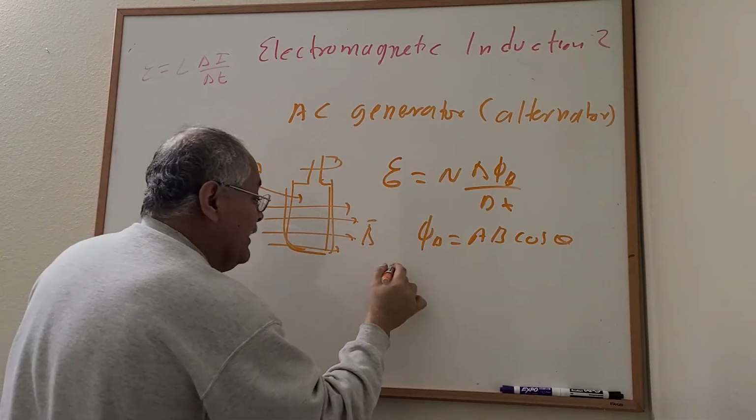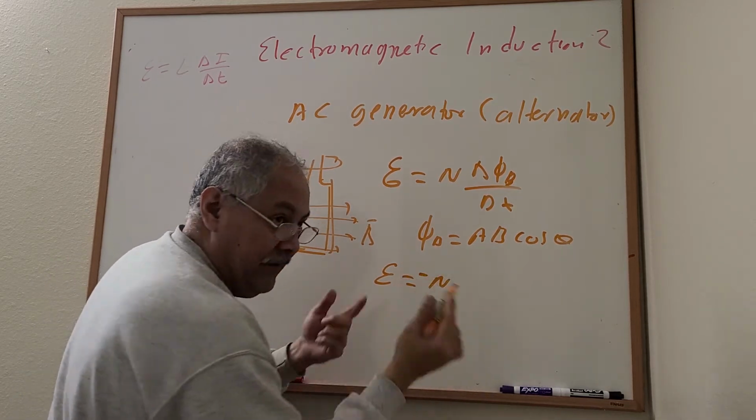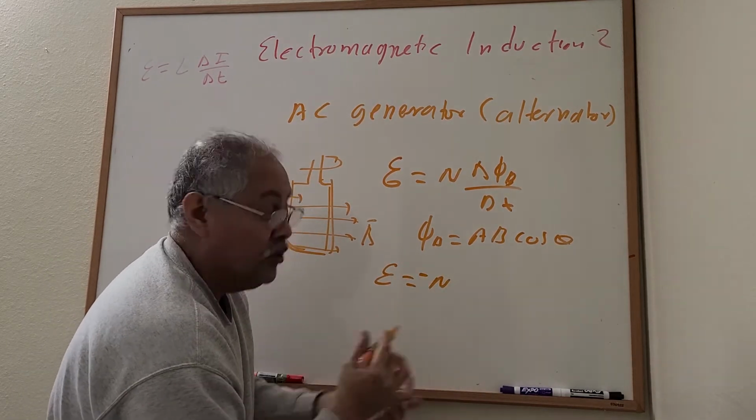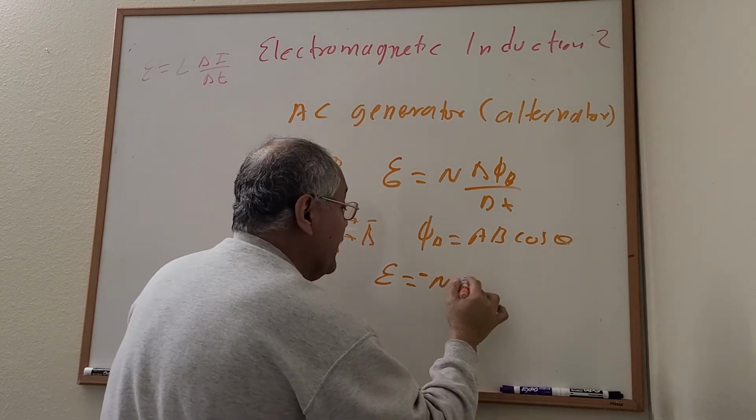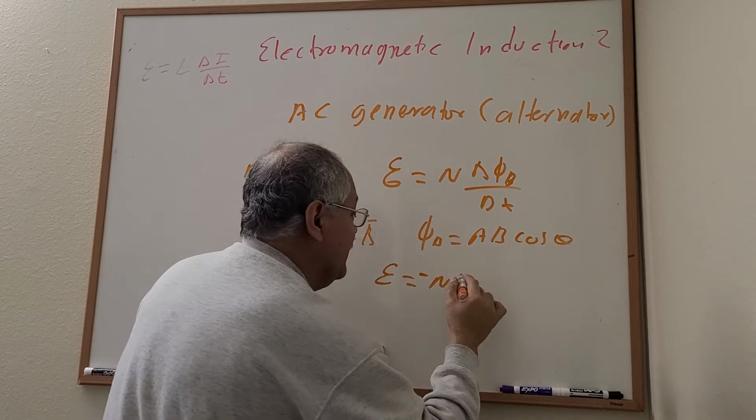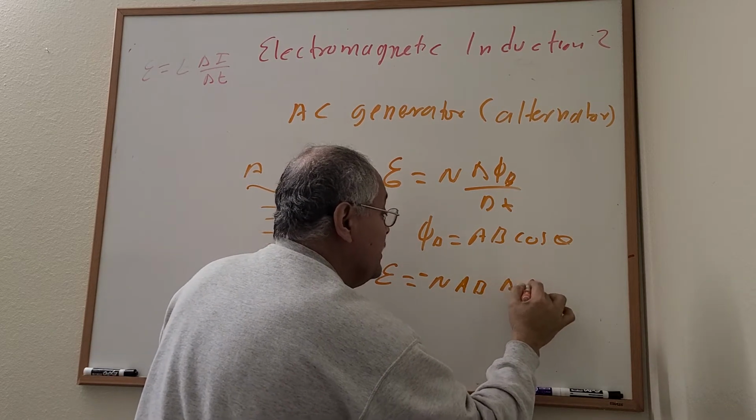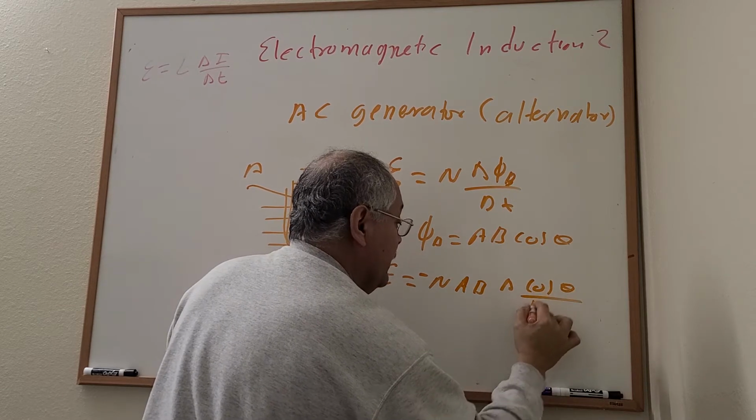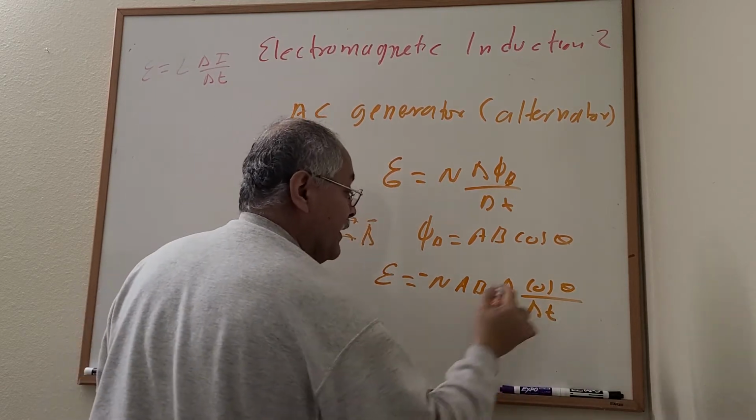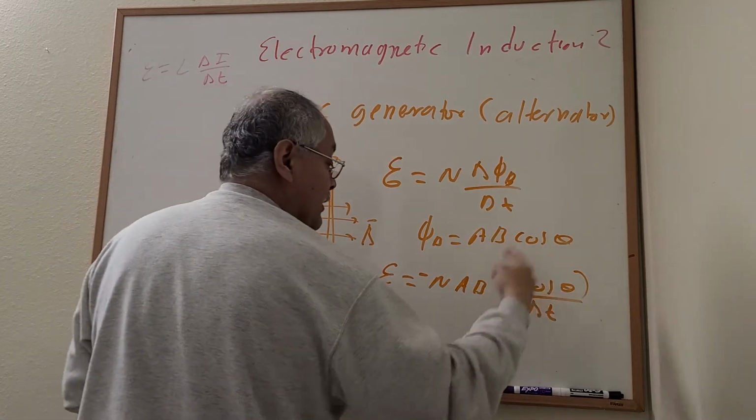So it means that the electromotive force is equal to N. We can use a negative according to Faraday's law, Lenz's law too. It equals, well, this constant, since we change only the angle, so it's going to be A, B, times the change of cosine theta with respect to time. Got it?